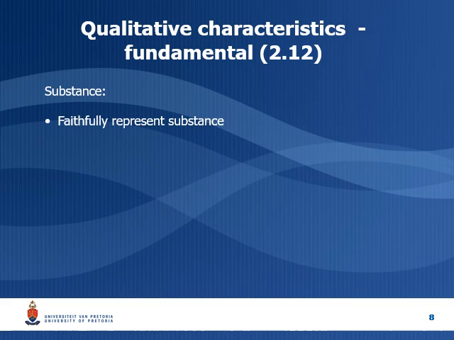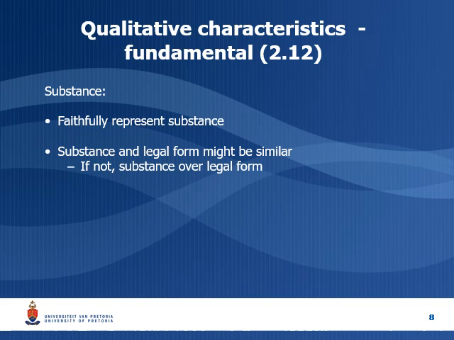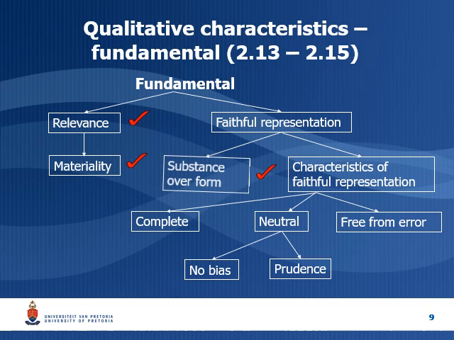Financial information must faithfully represent the substance of transactions and events. Now, often the substance and legal form are the same, but if they are not the same, the focus should be on the substance of the transaction rather than on its legal form. An example of this would be if an entity sells an item, but the entity has the obligation to buy the item back at a later date at a higher price. Although the legal form of the transaction may be a sale, the substance may be a financing arrangement instead, and should be accounted for as such. That covers substance over form, which forms part of faithful representation.